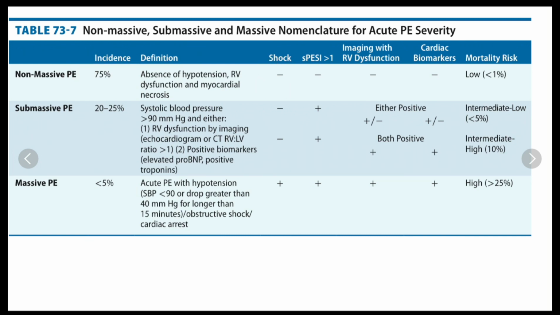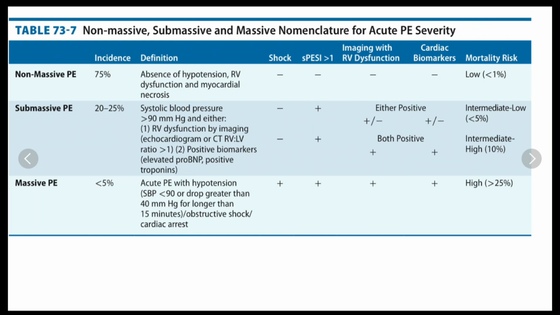And shock will not be there. The PESI score will not be more than one. Imaging with right ventricular dysfunction will not be there. Cardiac markers will be normal, and mortality in non-massive pulmonary embolism will be less than 1%. Very, very important. This is the least severe; most of the cases are non-massive only, having a very low mortality rate.